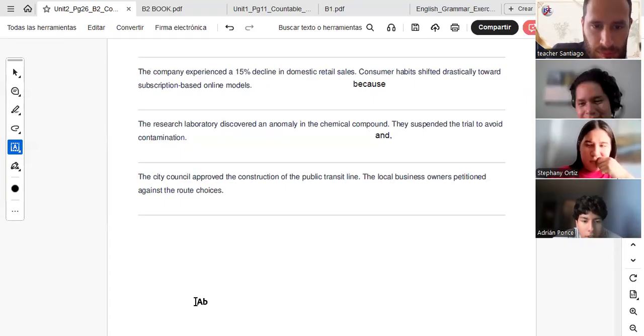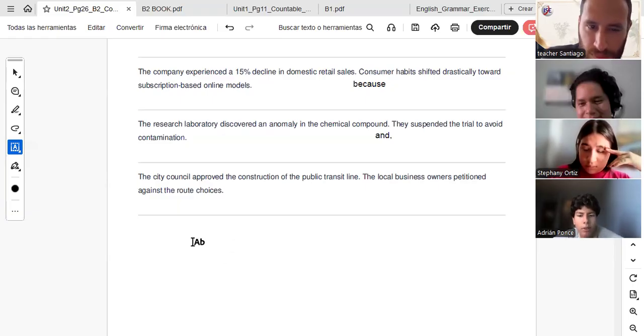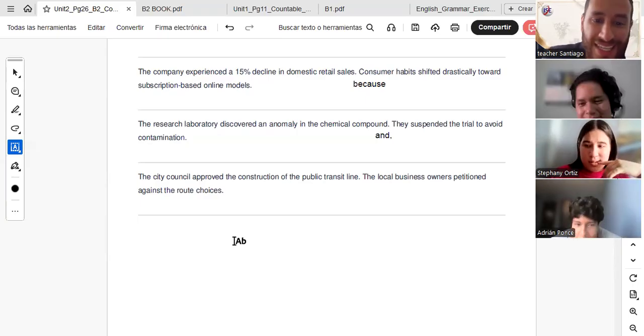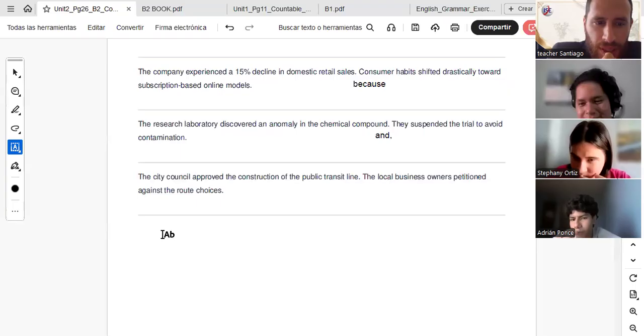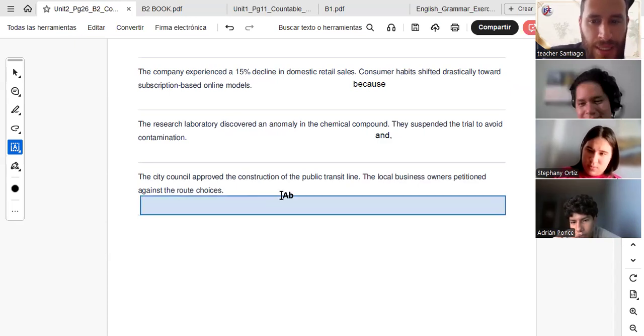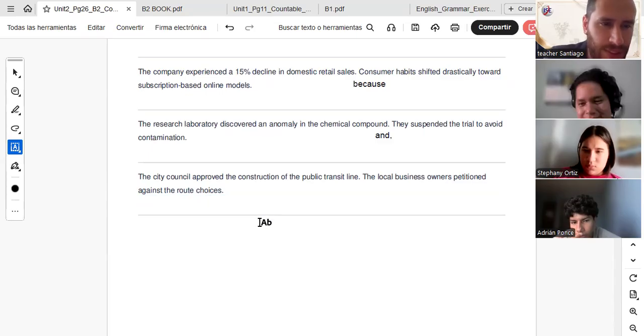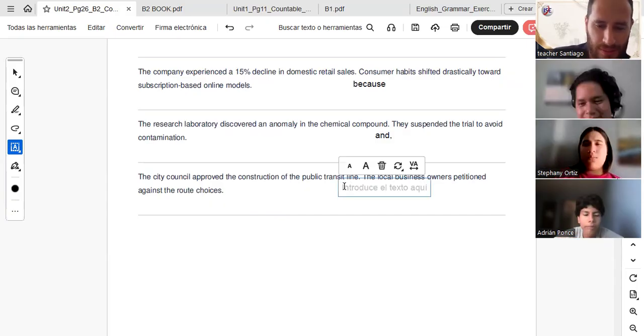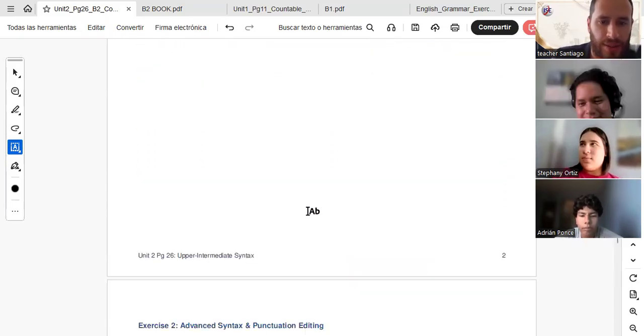Adrian, go ahead. The city council approved the construction of the public transit line because the local business owners petitioned against the route choices. What is the meaning of against? Están en contra. So let's see. The city council approved the construction of the public transit line, and the local business owners petitioned against the route choice. Because, but I think, but, okay, sounds better. Thank you.